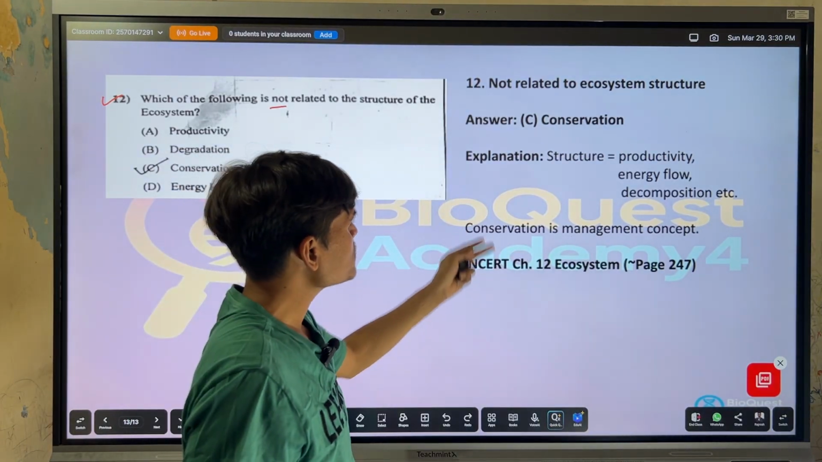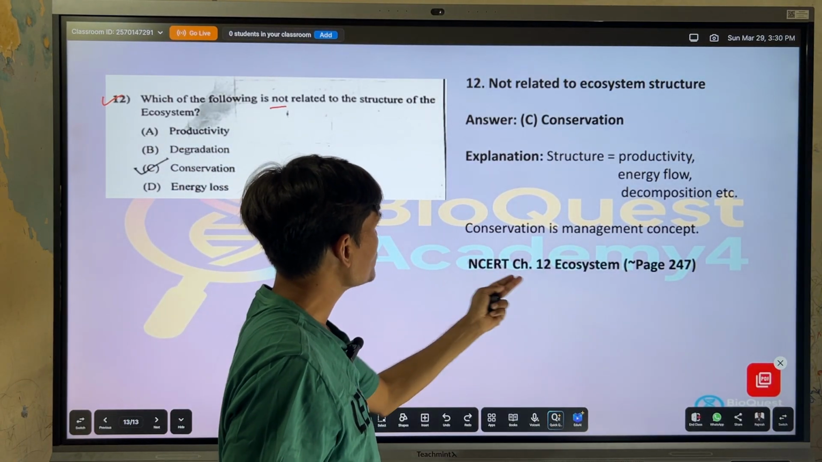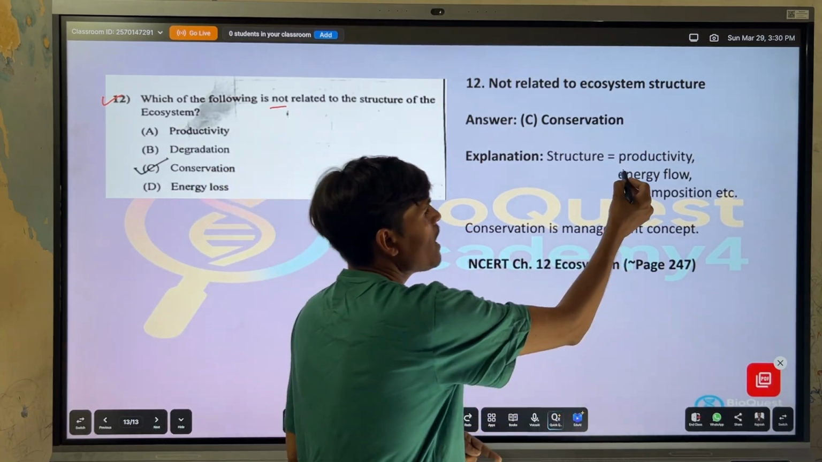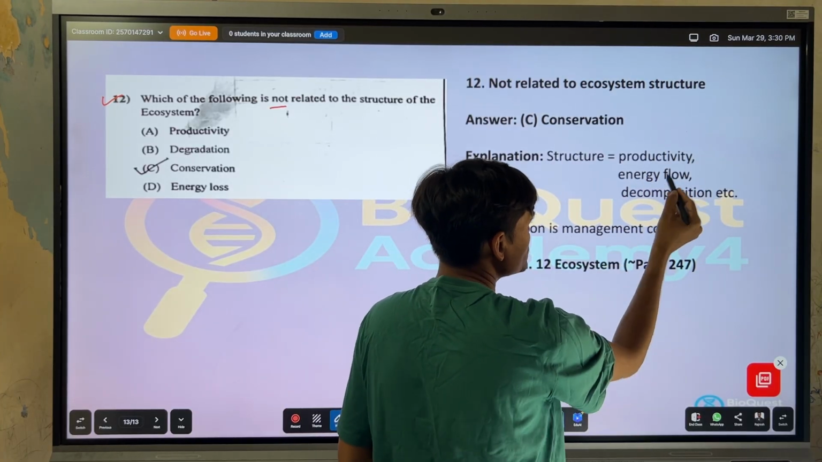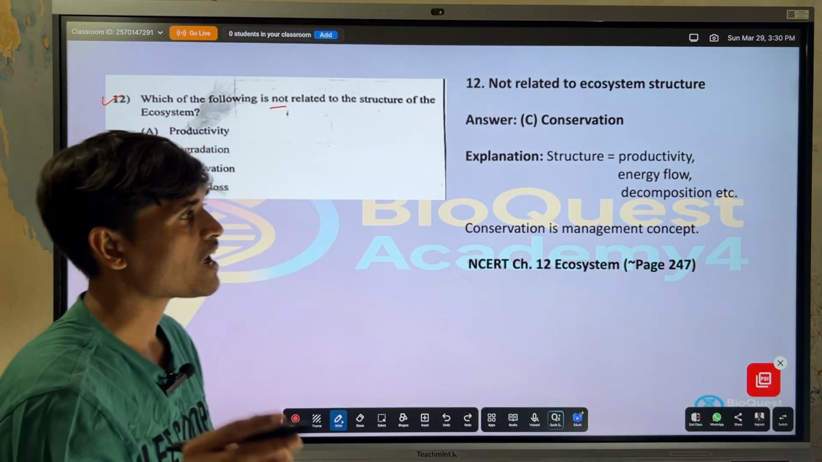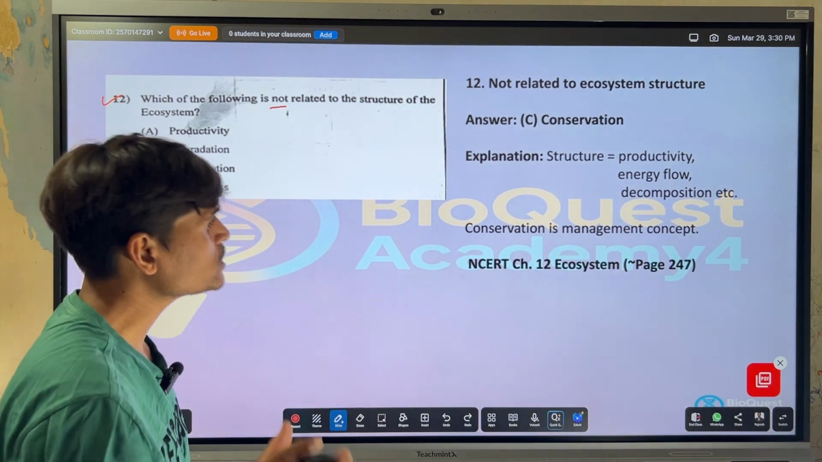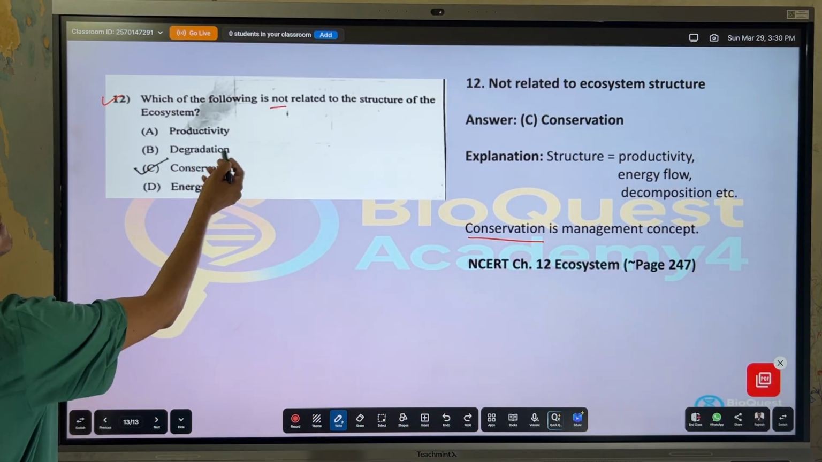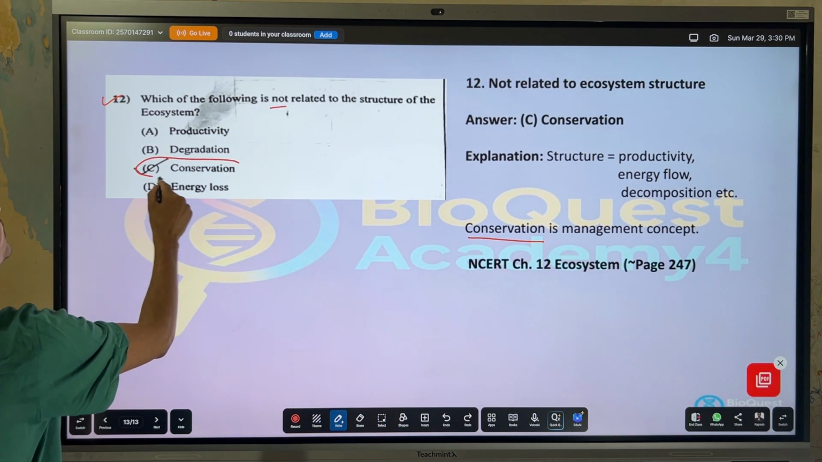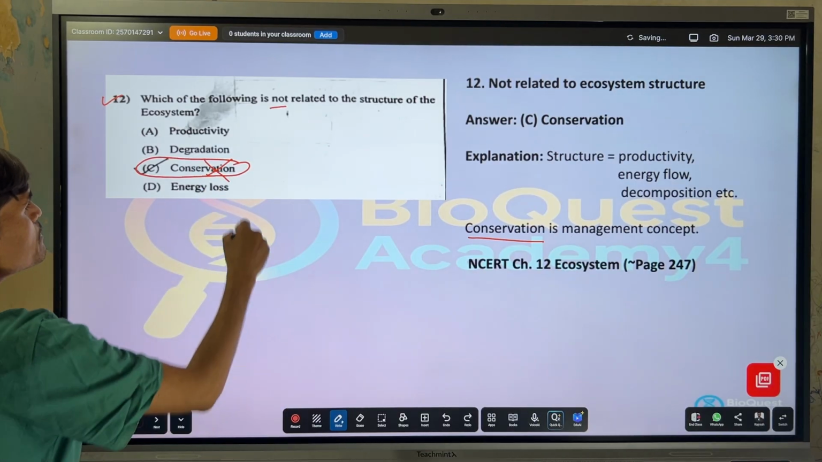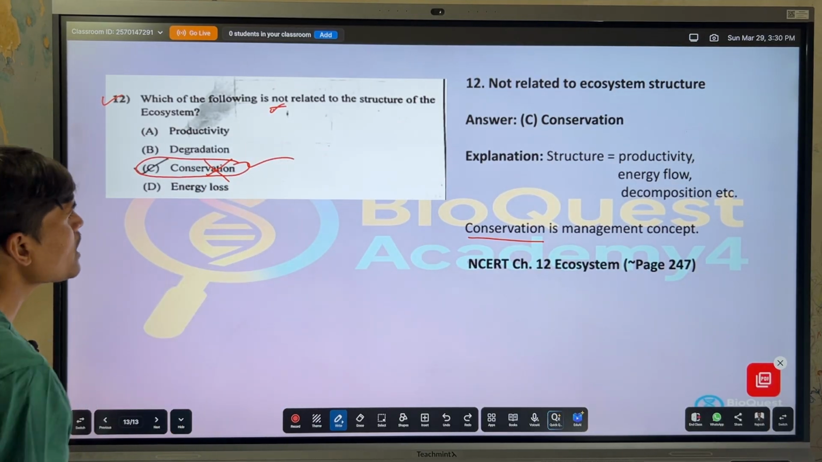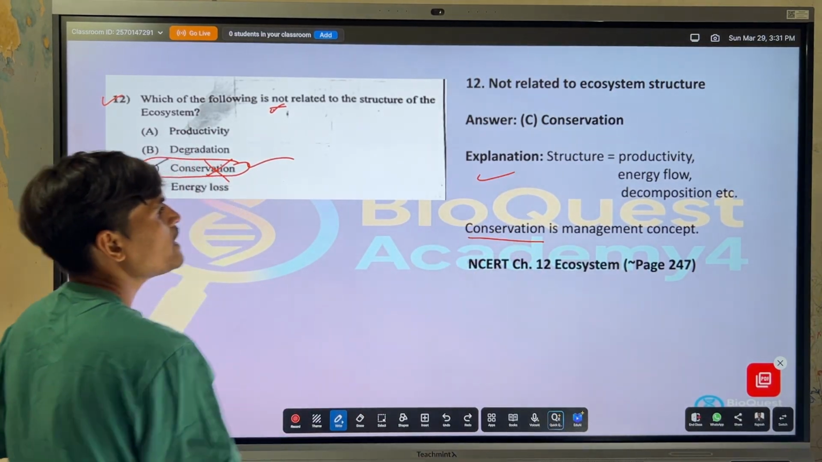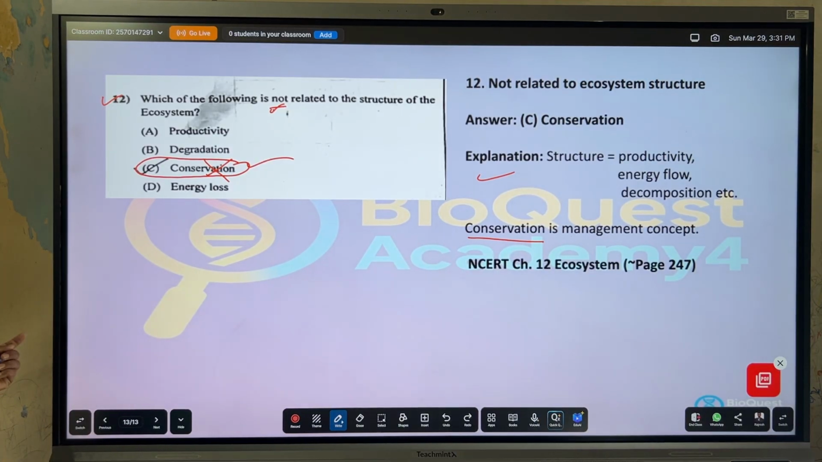Now, simple explanation. This is from chapter 12, ecosystem. The structure of ecosystem contains productivity, energy flow, decomposition, etc. These are in the structure of ecosystem, but conservation is not there. So conservation is your answer. But energy loss, degradation, productivity, they come in here. That's it. Very simple, very easy.